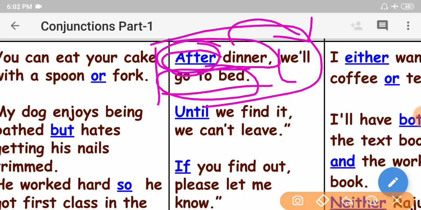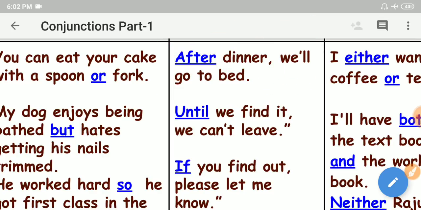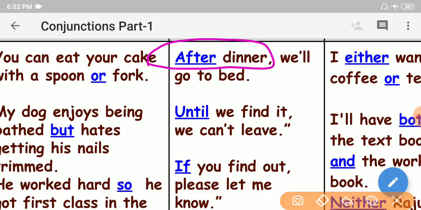Why? Because it gives independent meaning. We will go to bed doesn't demand any other information to give complete meaning. But the first clause, after dinner, demands some more information: after dinner what? That's why it is a dependent clause or subordinate clause. So a subordinate conjunction is always at the beginning of the subordinate clause, my dear friends.